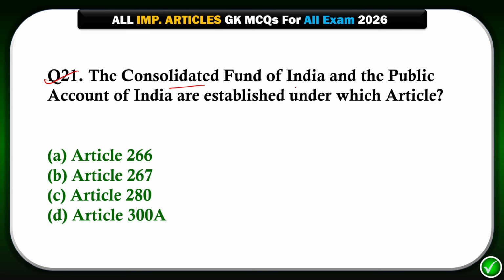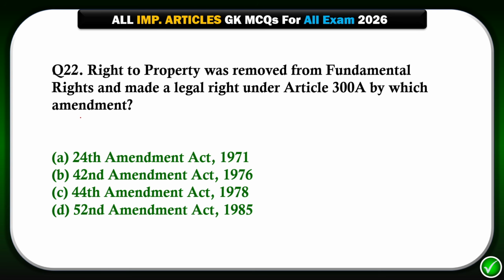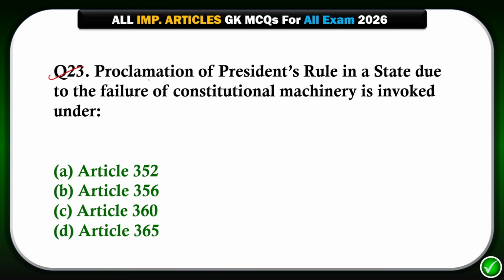21. The Consolidated Fund of India and the Public Account of India are established under which article? Option number A. Article 266. 22. Right to property was removed from fundamental rights and made a legal right under Article 300A by which amendment? Option number C. 44th Amendment Act 1978. 23. Proclamation of President's rule in a state due to the failure of constitutional machinery is invoked under?